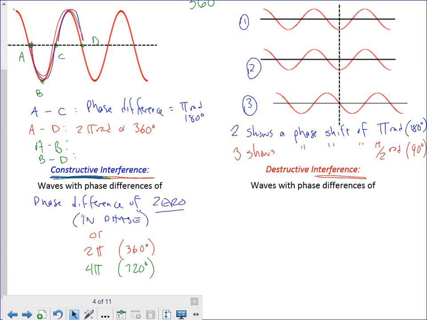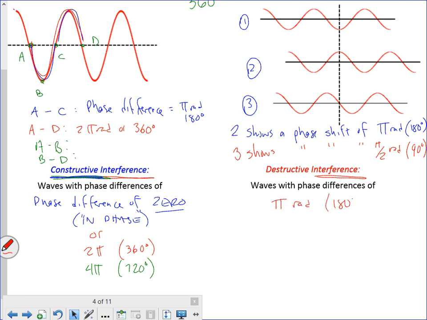But if we want waves to interfere destructively, we've got to line up differently. Here's where they're in phase right now, right? Trough lined up with trough. We want them to interfere destructively. Notice I shift over from a trough being there to a peak being there. So that's shifted over by a phase difference of pi radians, or 180 degrees.